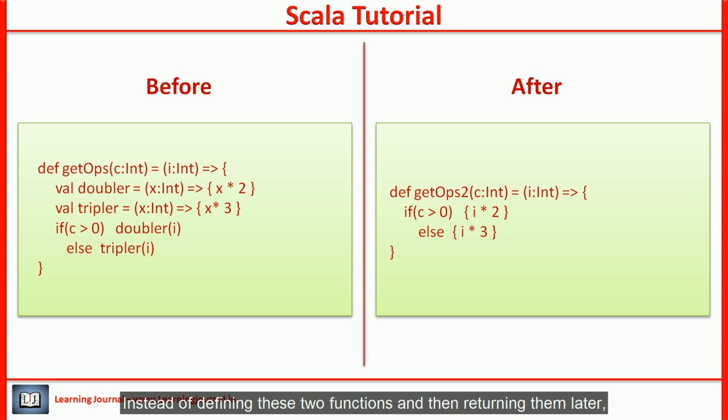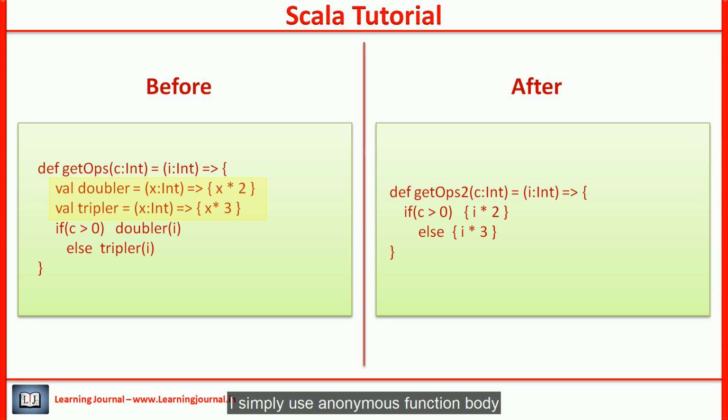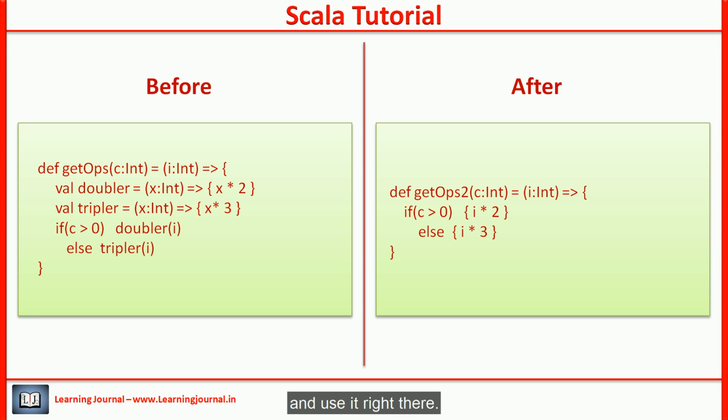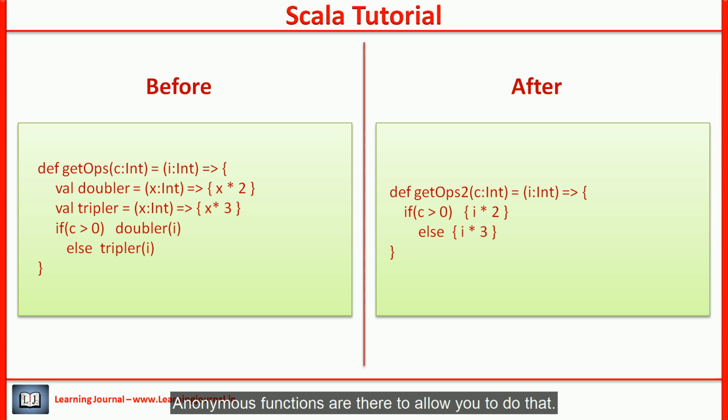Instead of defining these two functions and then returning them later, I simply use the anonymous function body right at the place where it is needed. This kind of code is more convenient to write and easy to understand. You may have several such scenarios where you just want to create a function and use it right there. Anonymous functions are there to allow you to do that.